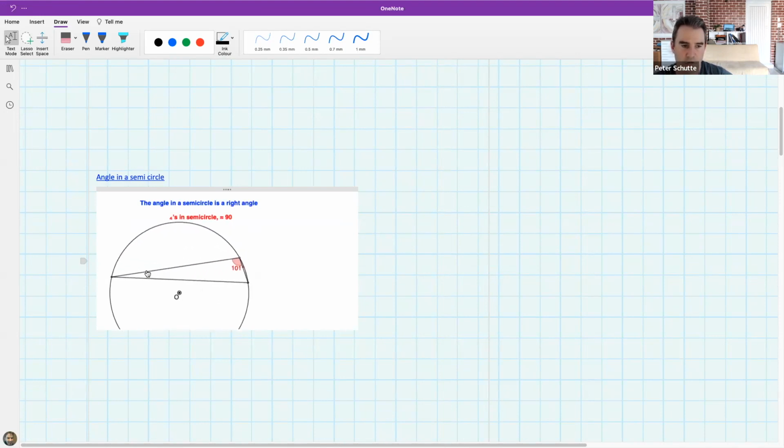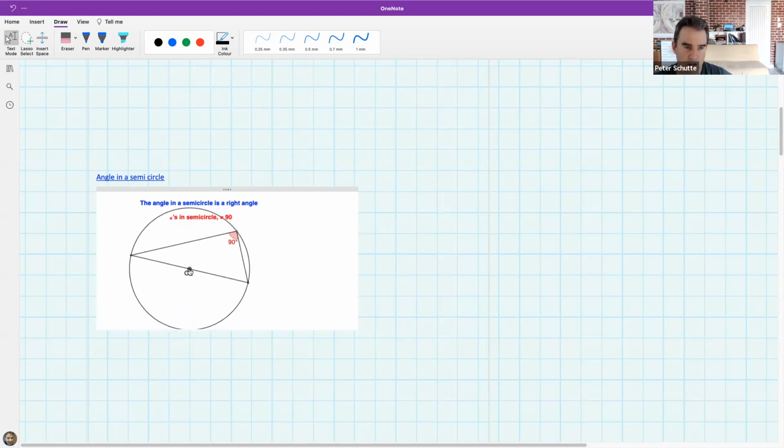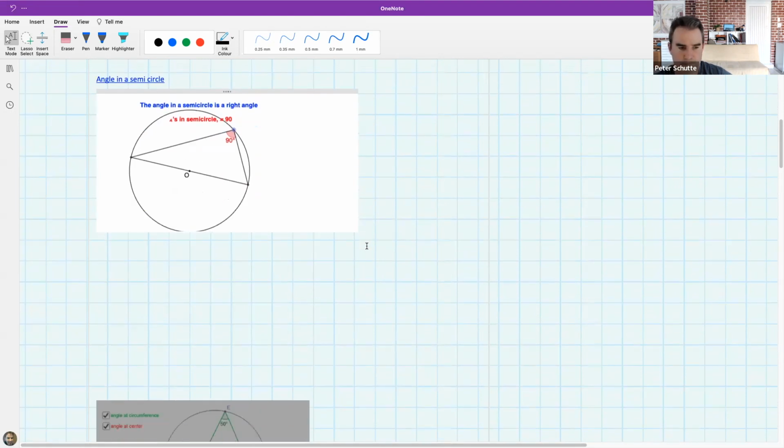The moment I move that line so that it's no longer a diameter, the angle that's subtended will no longer be 90. Whereas the moment I move it back, there we go, we have that. So that's another theorem, or fact, we learned about.